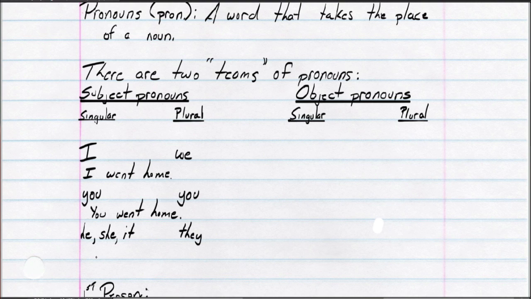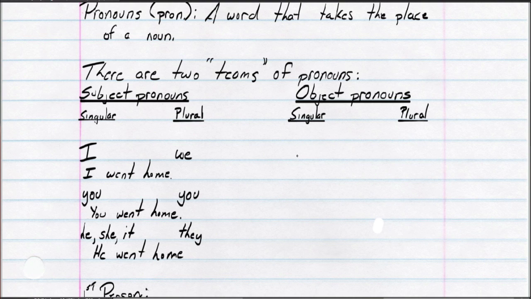Down below, he, she, and it. We'll just use the example he, but you could plug in any of those three. He went home. If we were talking about him and all of his friends, we would put down the word they. They went home. That would be the plural.